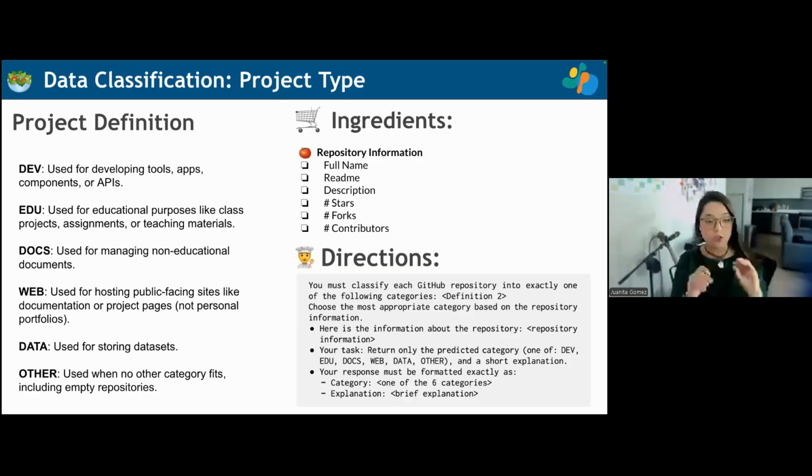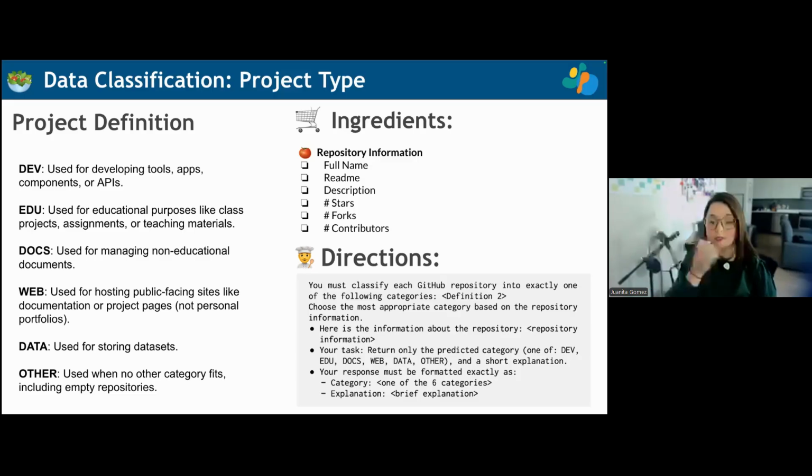This is not the definition that I used. This is just a very short summary of each of these categories. The definition that I used was much larger because I had to put some signals for each of the categories. There are also projects that have some ambiguity, like, it's a website, but it's a website for a class. So what is this? I had to make some of those clarifications in the definition. And then the procedure was exactly the same as before. I wrote a prompt where I gave the information of the repository and the definitions of each of the categories, and I asked for one category and an explanation.